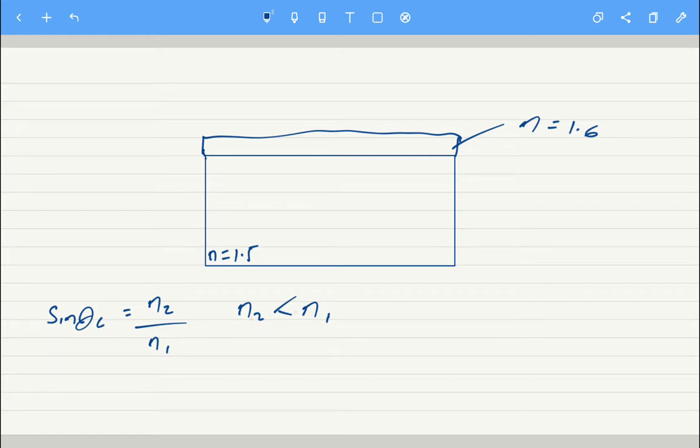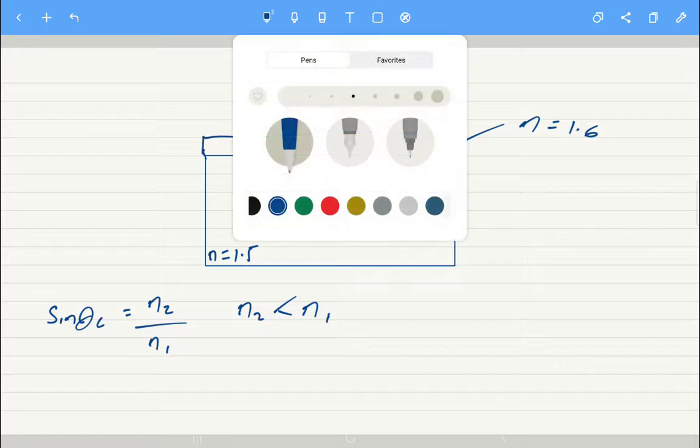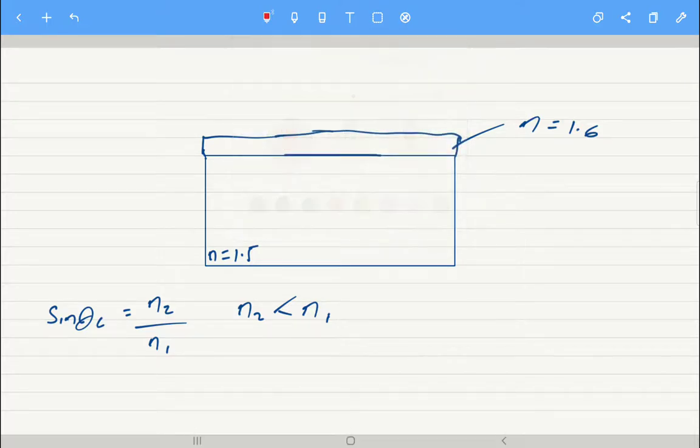So in which scenario is n2 less than n1? Essentially what must happen is that the light must travel from the liquid to the glass.